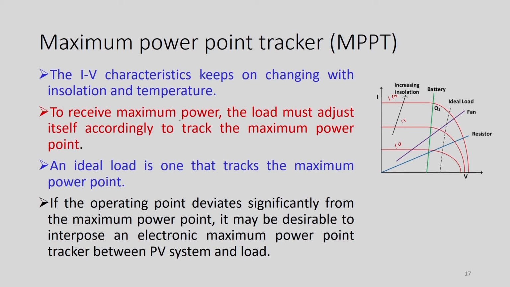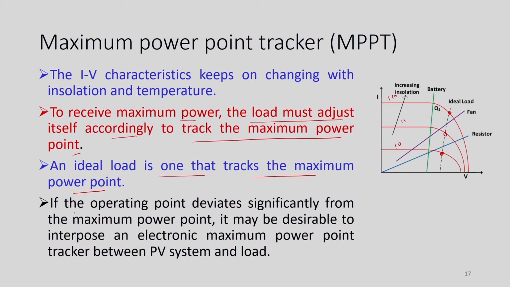So, to receive the maximum power, the load must adjust itself accordingly to track the maximum power point. This is very important, the load has to be matched. An ideal load is one that tracks the maximum power point. So, at every IV characteristic there is a maximum point. At that particular time, what will be the PM? What is the IM, VM? So, we can get what is PM. So, always our target is to operate at this PM.